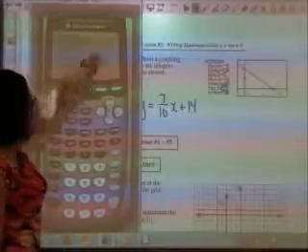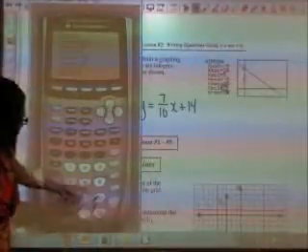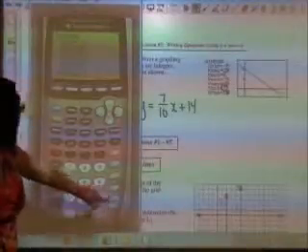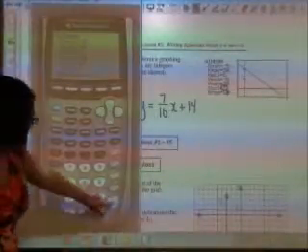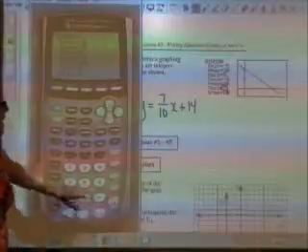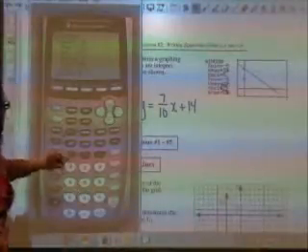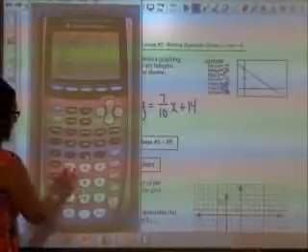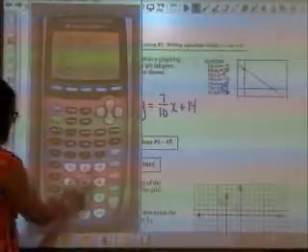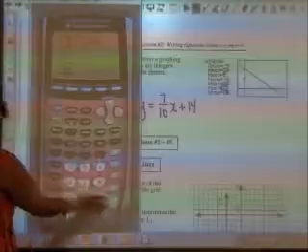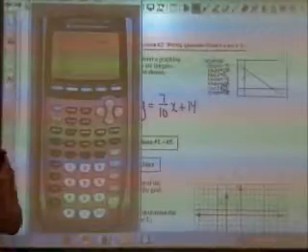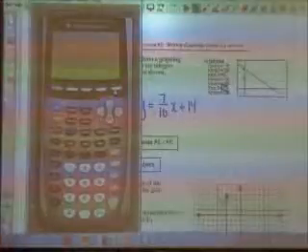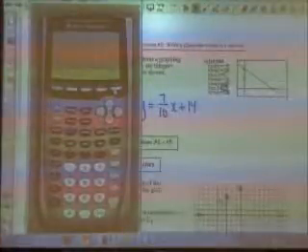So I'm going to first of all change my window settings. -5, 30, 5, -5, 27. And y1 equals bracket 7 divided by 10 bracket x plus 14. Well, what happens when you press graph?